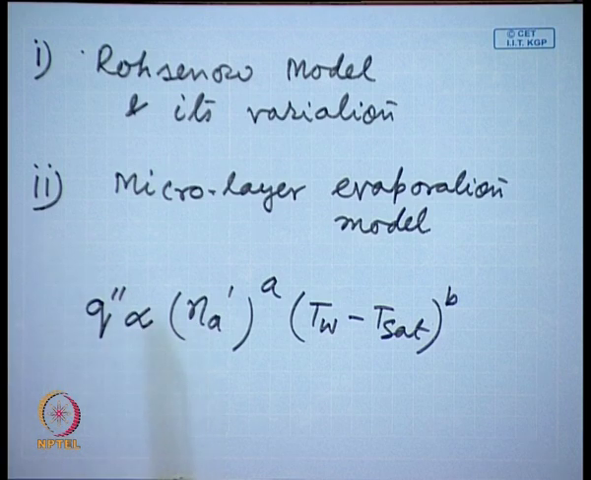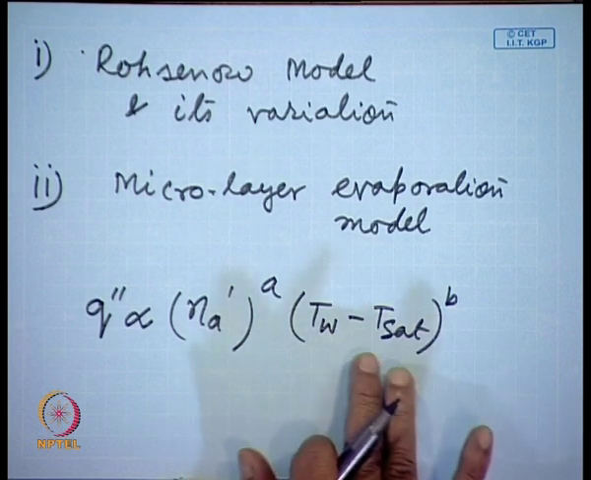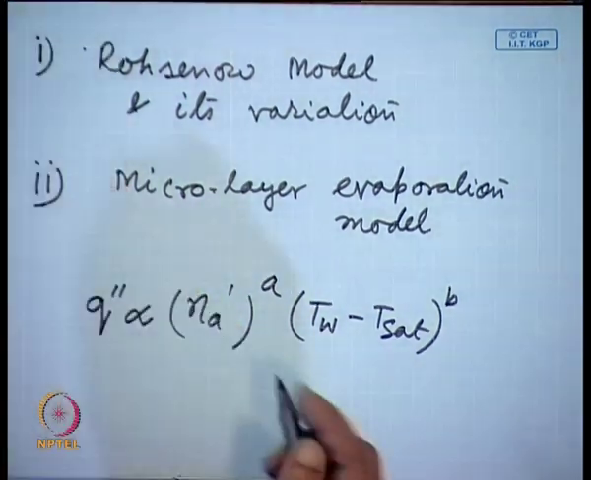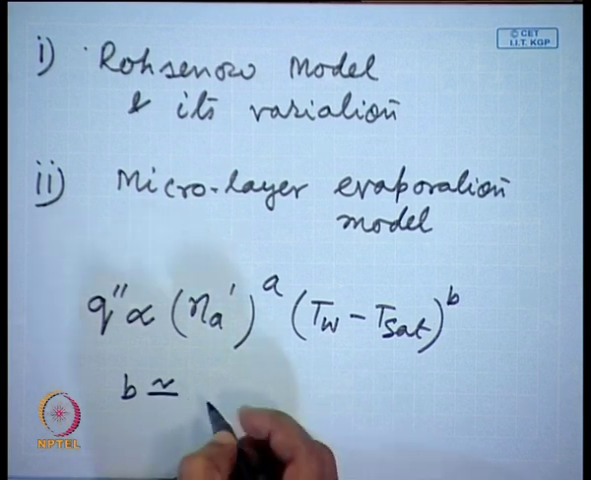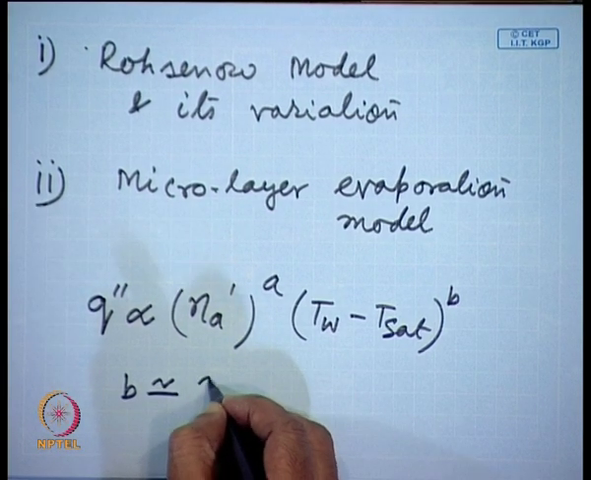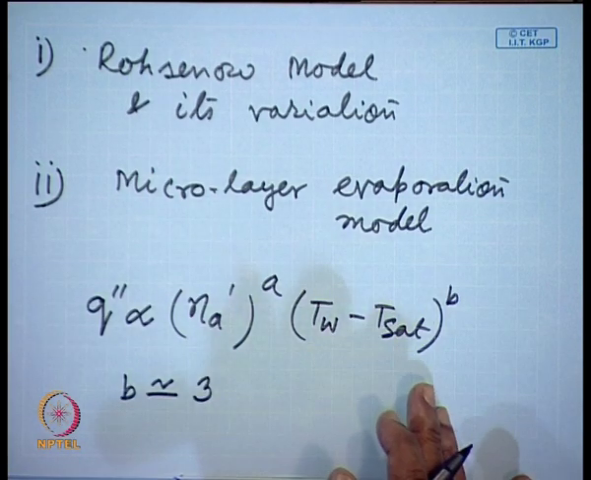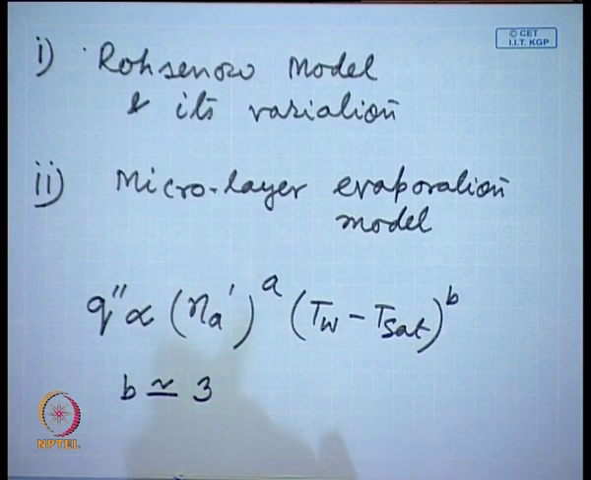Out of this, it is very difficult to predict Na dash, that is the nucleation site density, because it is a material property. It cannot be determined so easily. Some people have suggested that Tw minus Tsat with heat flux could be a good estimate if we take B equal to 3, but again these are not universally applicable. In some experiments we will see that they are applicable, in some others they are not.